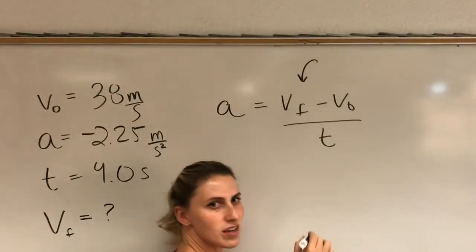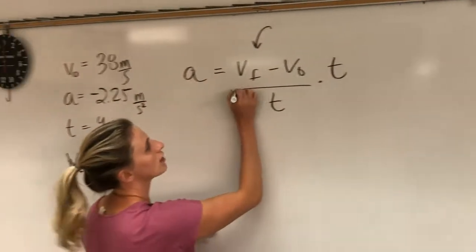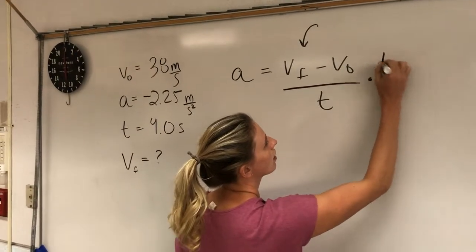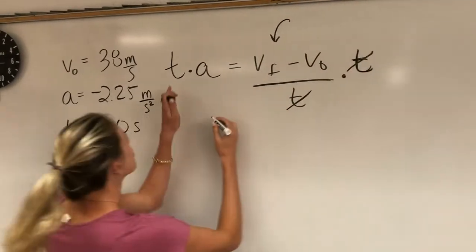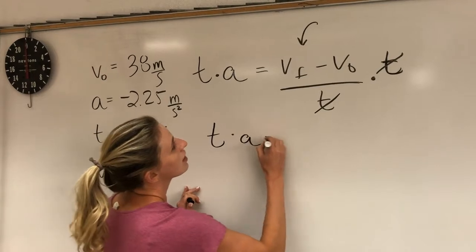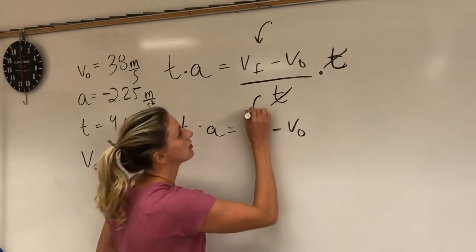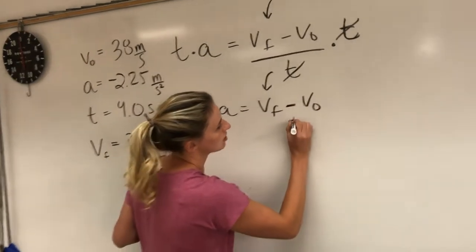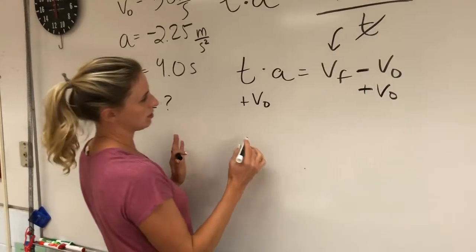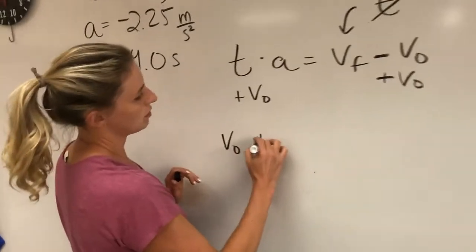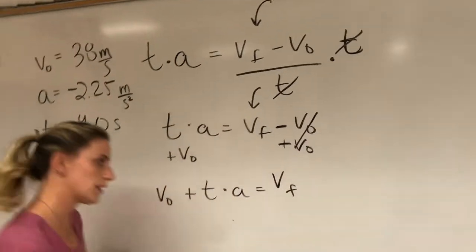Didn't we do this yesterday? I think so. We can multiply by t here because we've got division here. To get rid of this, we multiply, and I have to do the same thing on this side. These cancel, so we've got t times a equals v final minus v initial. Then I can get rid of this because I want to get this by itself. The opposite of subtraction is addition, so I'm going to add it over here. I'll say v final equals v initial plus a times t.